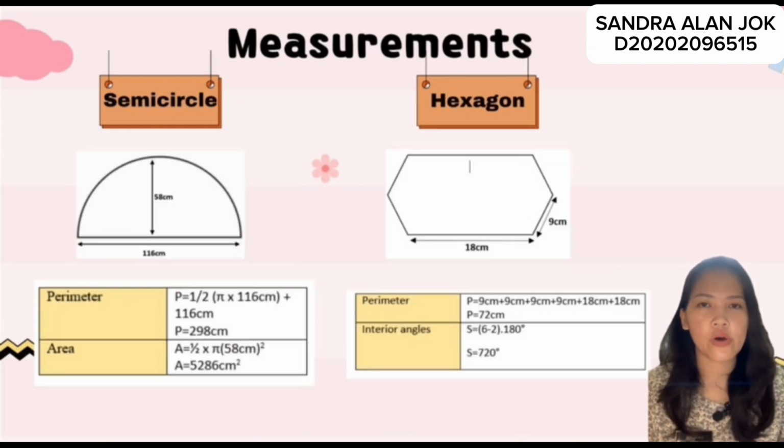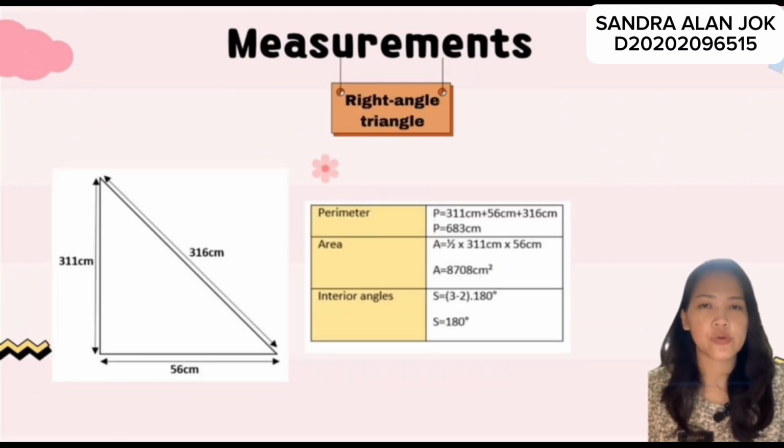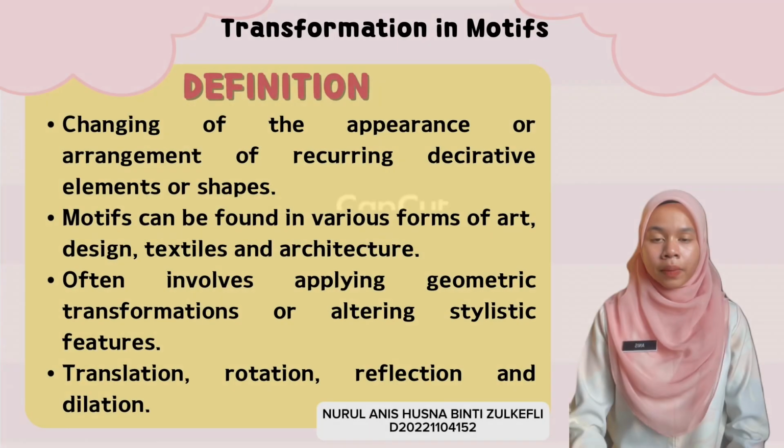Next, the perimeter of a semicircle is 298 cm and the area is 5,286 cm square. Next, the perimeter of a hexagon is 72 cm and the interior angles are 720 degrees. Last but not least, the right angle triangle. The perimeter is 683 cm. The area is 8,708 cm square and the interior angles are 180 degrees.